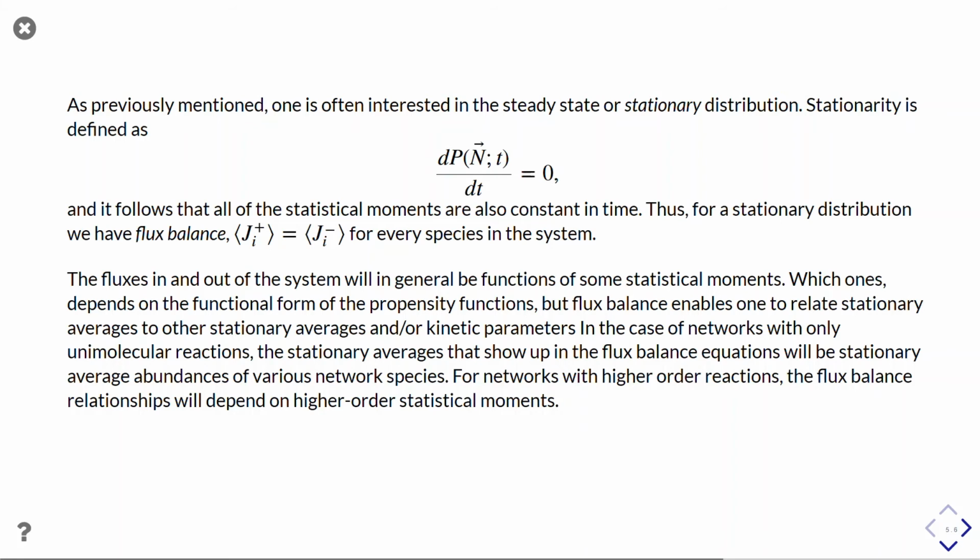The fluxes in and out of the system will in general be functions of some statistical moments. Which statistical moments depends on the functional form of the propensity functions, but flux balance enables one to relate stationary averages to other stationary averages and/or kinetic parameters. In the case of networks with only unimolecular reactions, the stationary averages that show up in the flux balance equations will be stationary average abundances of various network species. For networks with higher order reactions, the flux balance relationships will depend on higher order statistical moments.